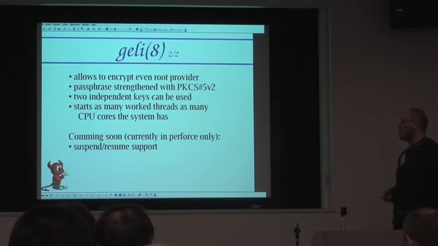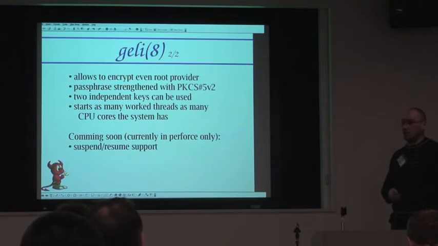You can use two independent keys to decrypt the GELI provider. So for example, if you are a security officer in your company, you can encrypt users' disks with their passwords and also with your own password. So if the user or employee forgets their passphrase, you can still decrypt their data and they can just start work again. GELI also uses as many CPU cores as you have to speed up encryption, of course.